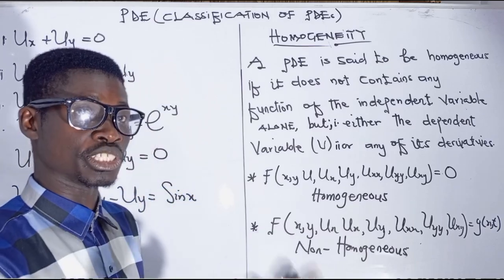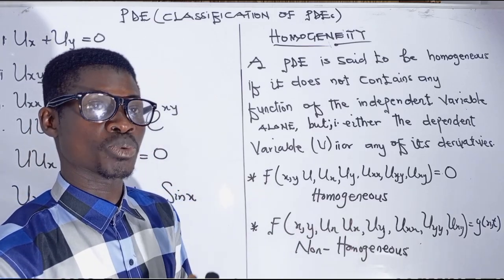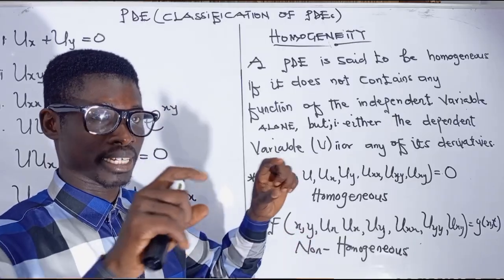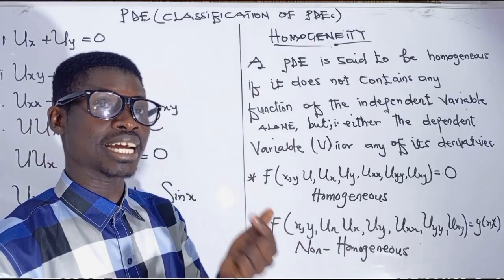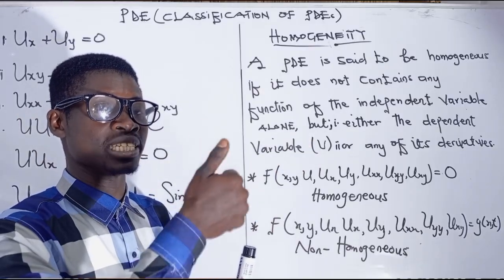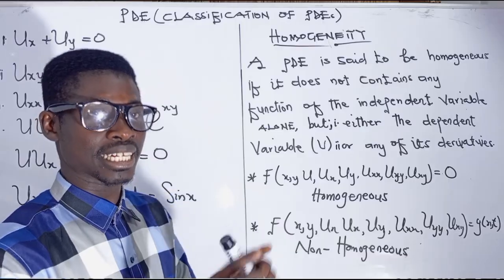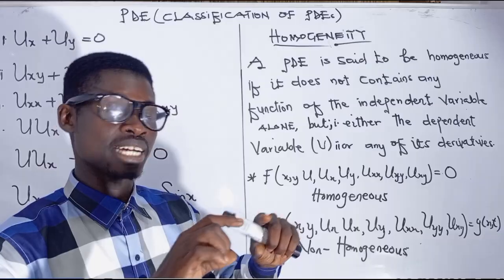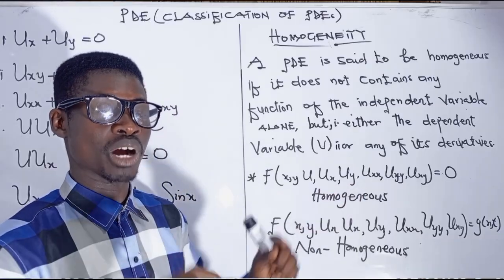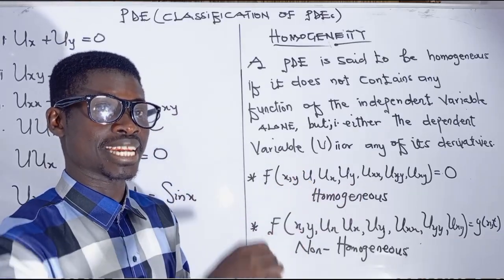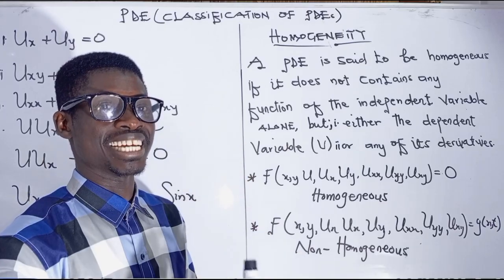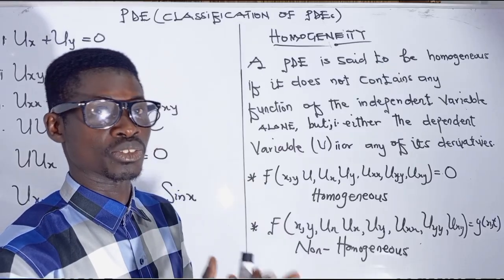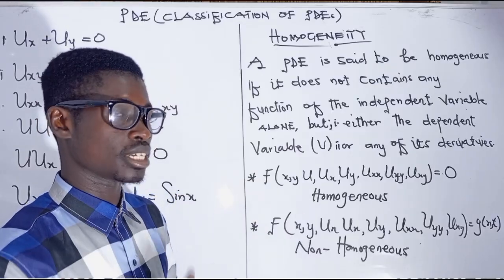Now, what about non-homogeneous PDE? That is the opposite of it. When you have a PDE and in that equation there is a term, and that term is a function of the independent variable alone, then we can say that that PDE is a non-homogeneous PDE. You have an equation, and in that equation you have a particular term that is a function of the independent variable standing alone. Then we can say that that PDE is what? A non-homogeneous or inhomogeneous PDE.